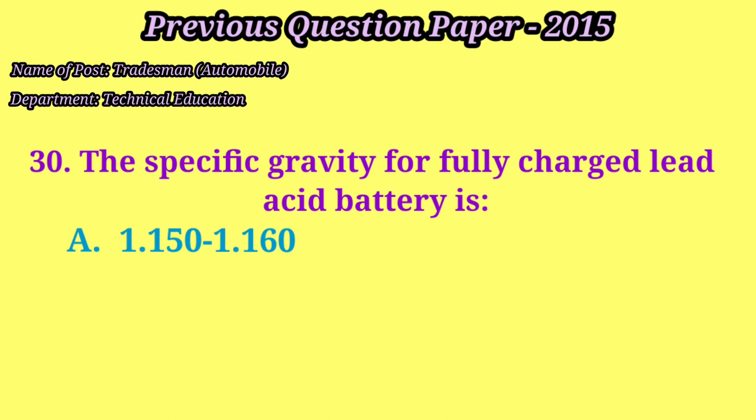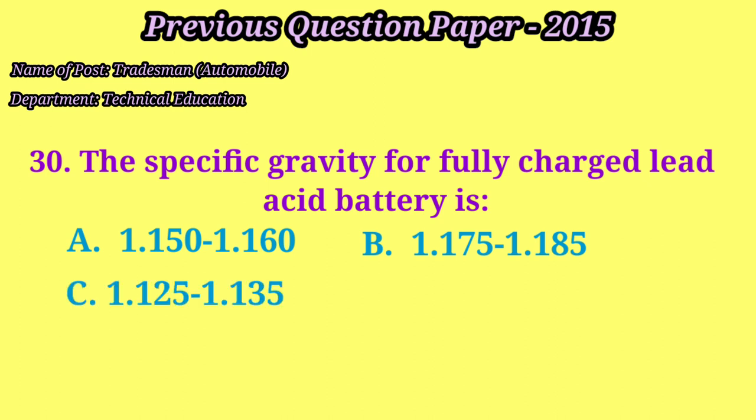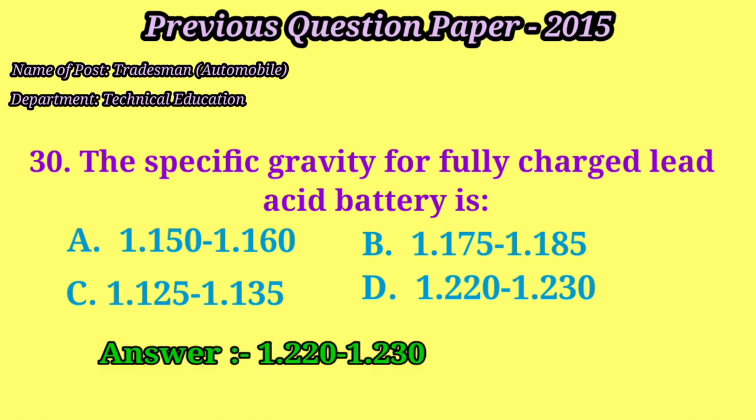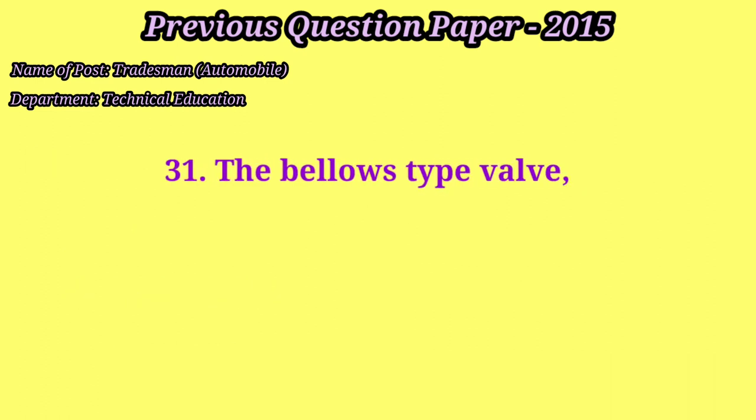30. The specific gravity for a fully charged lead acid battery is: A. 1.150 to 1.160. B. 1.175 to 1.185. C. 1.125 to 1.135. D. 1.220 to 1.230. Answer: 1.220 to 1.230.